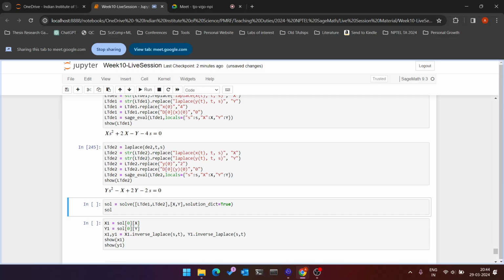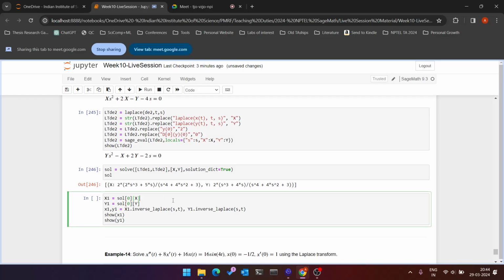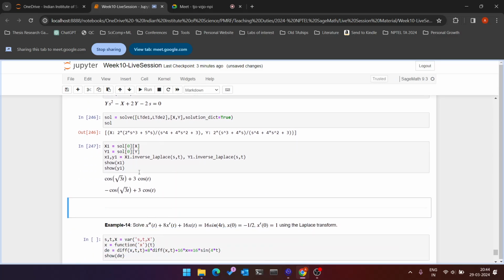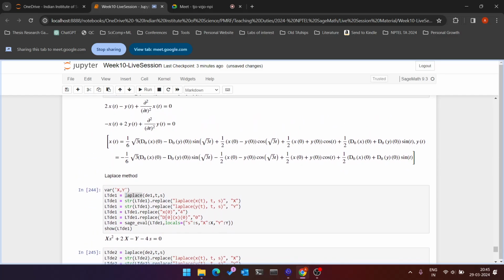Now we solve this too using simply the solve function. So you have two variables, capital X, capital Y, and two equations. So the solve function should give me the solution of the linear problem. This is how it looks, and if I print these solutions in the inverse form, this is how they end up looking: cos of root 3t plus 3 cos of t, and minus cos of root 3t plus 3 cos of t. So this is what my x and y look like.